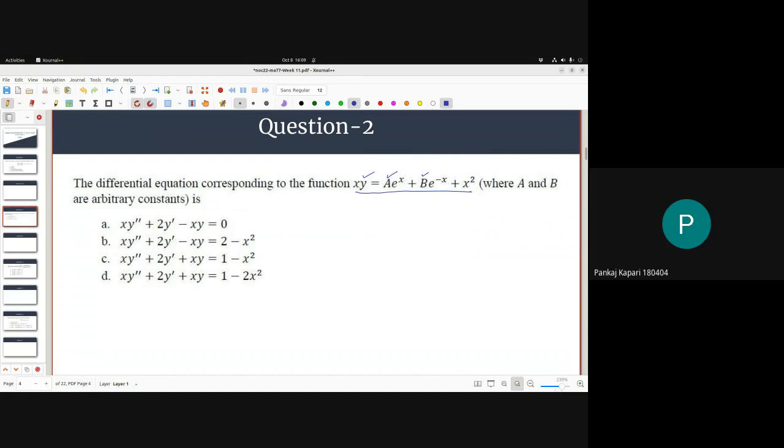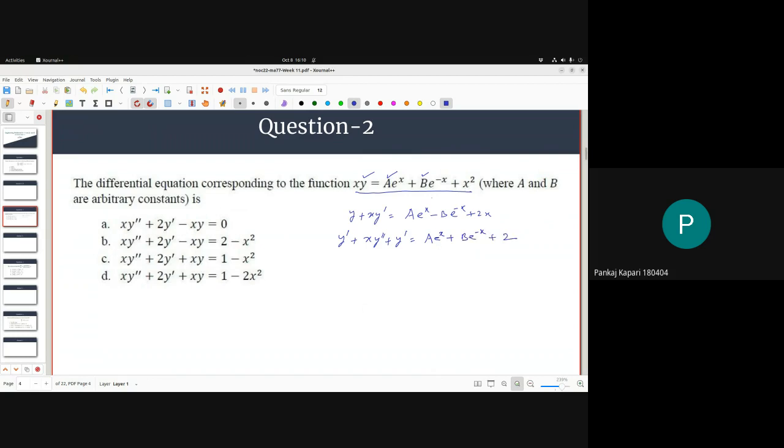Okay, so if you differentiate it the first time, what is the derivative of the left hand side? We are treating y as the dependent variable with x as the independent variable. So if you differentiate the left hand side, you'll get y plus xy prime, equal to a e to the power x minus b e to the power minus x plus 2x. Let's differentiate it one more time. Then you will get y prime, x y double prime plus y prime, which will be equal to a e to the power x plus b e to the power minus x plus 2.